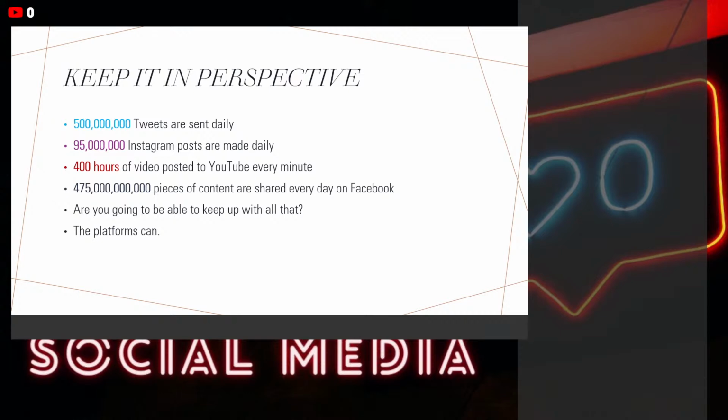So when you put that in perspective and you see all these enormous numbers, do you think you could keep up with that? You as an individual, do you think you could keep up with all the likes, all the shares? If you were in a competitive market, there's absolutely no way you'd be able to compete. You'd be able to keep up with every bit of data that you need to keep up with. It's just physically impossible.